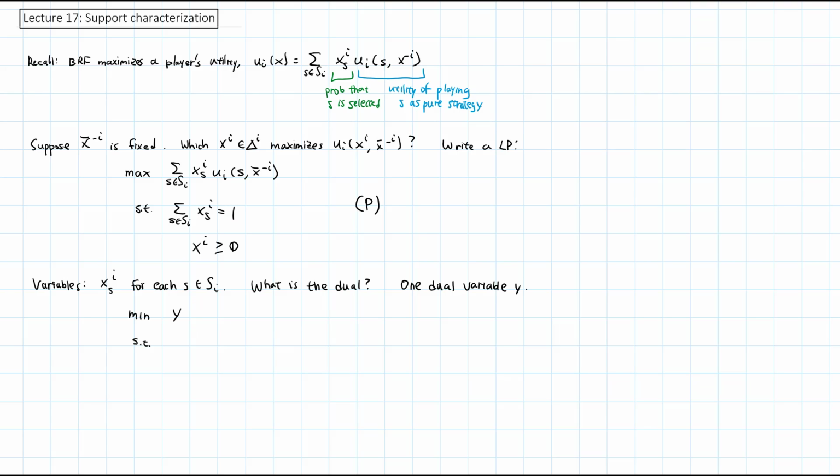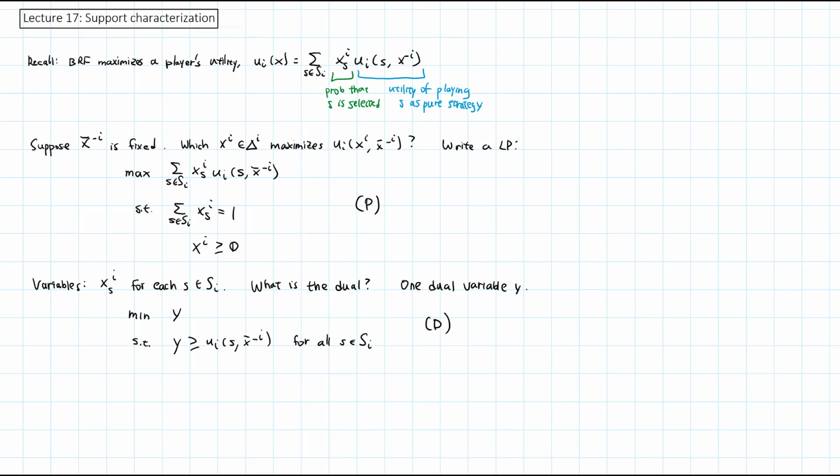For each variable in the primal, there is a corresponding constraint in the dual. Each variable x_Si shows up once in the constraint of P with coefficient 1. So we also have y with coefficient 1 in the constraints for the dual. And this is greater than or equal to the coefficient of x_Si in the objective in the primal, which is the utility of playing S for player i. And we will call the dual D.